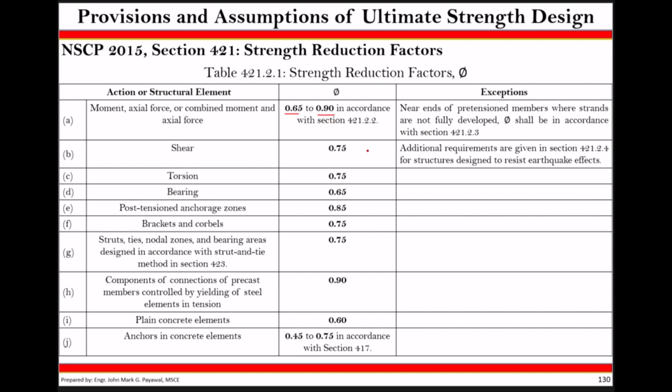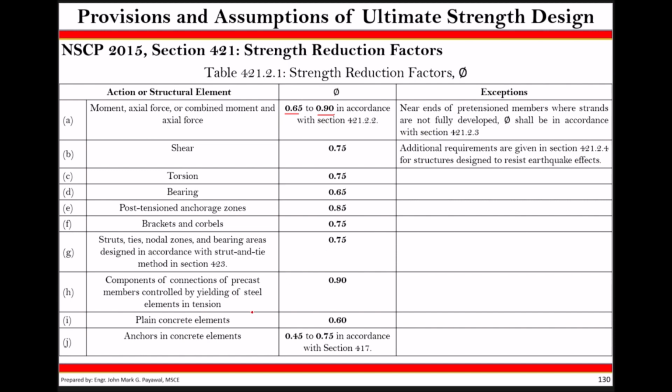So it doesn't make sense as of now what your conditions of failure are, but in here, we denote that for members or structural elements under moment, axial force, or combined moment and axial forces, the reduction factor should be 0.65 to 0.9. For shear, it's taken to be 0.75. For torsion, 0.75. For bearing, 0.65. For post-tension anchorage zones, it's 0.85. For brackets and corbels, it's 0.75. For struts, ties, nodal zones, and bearing areas designed in accordance with the strut and tie method in Section 423 of the 2015 NSCP, it's still 0.75.